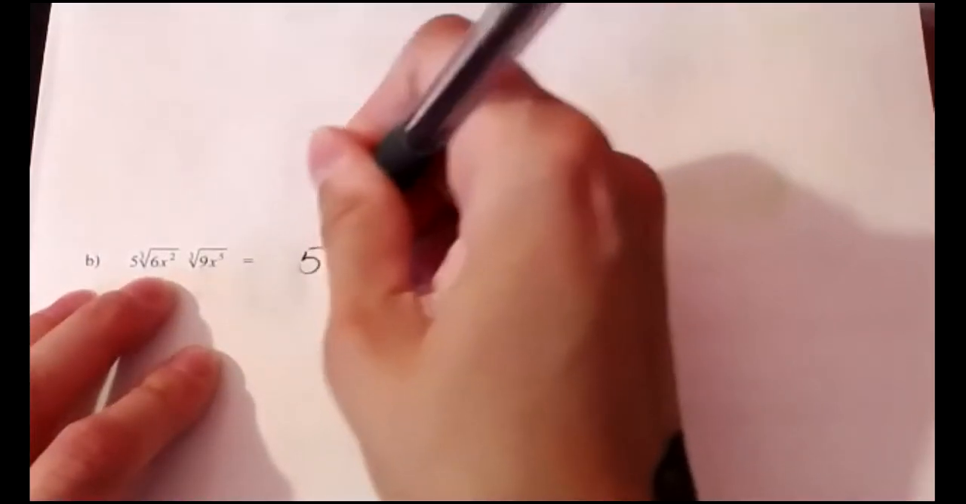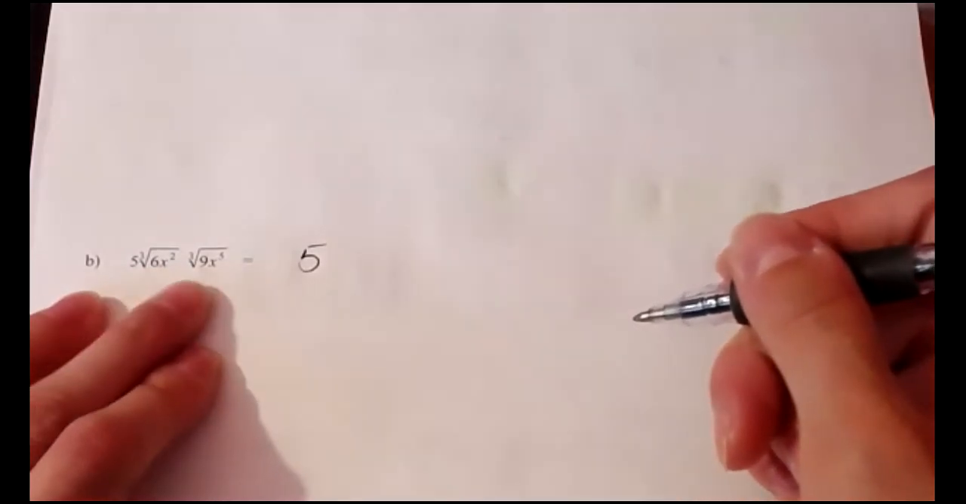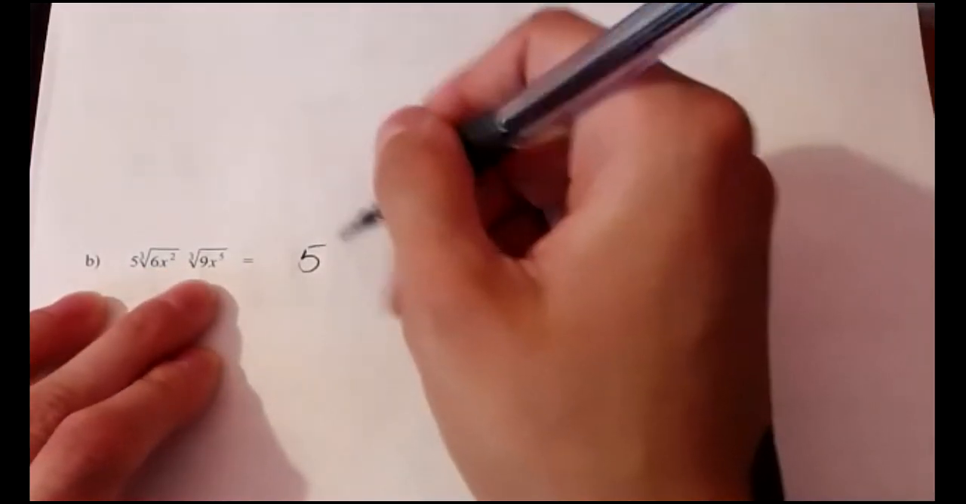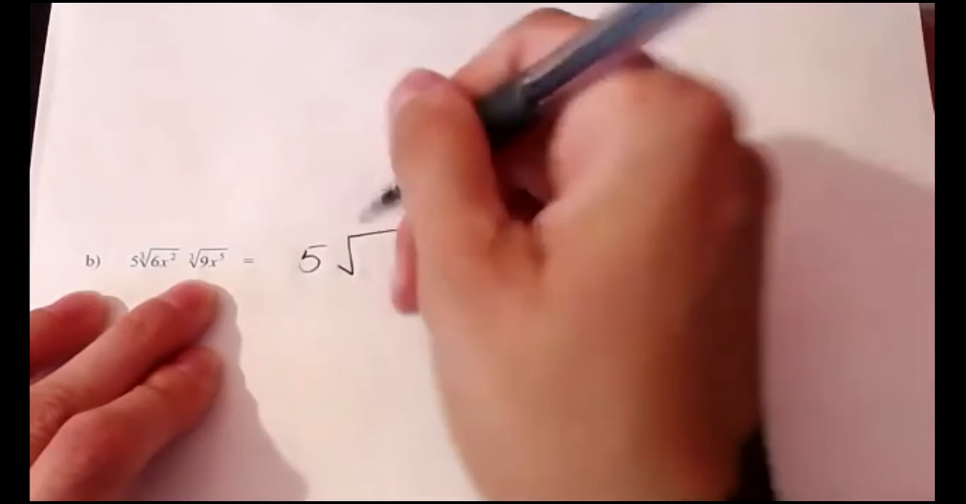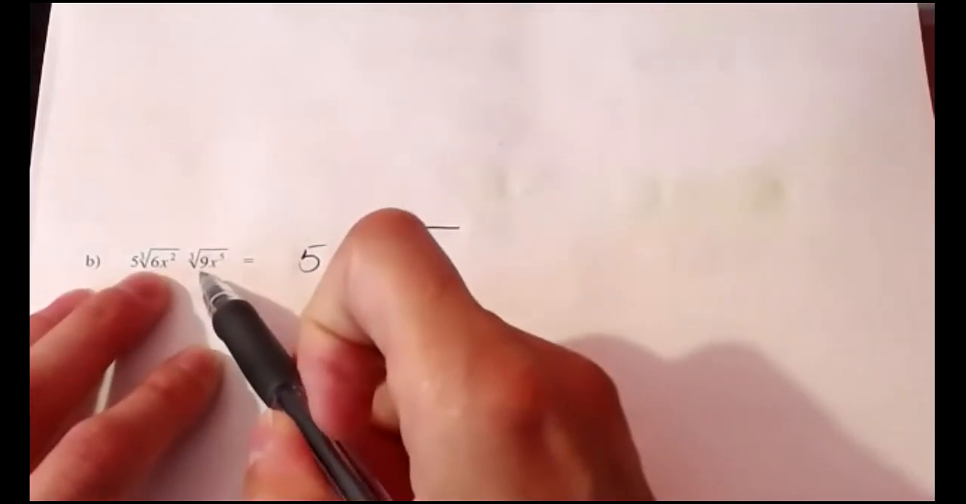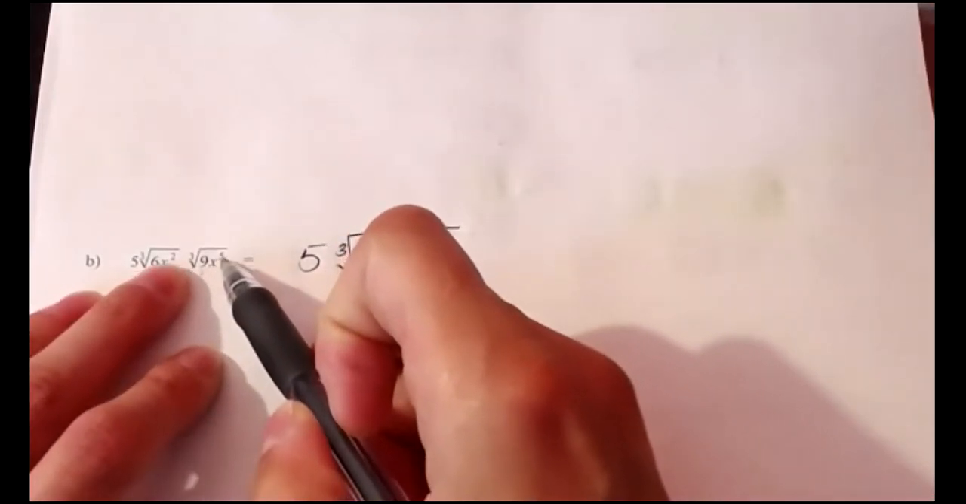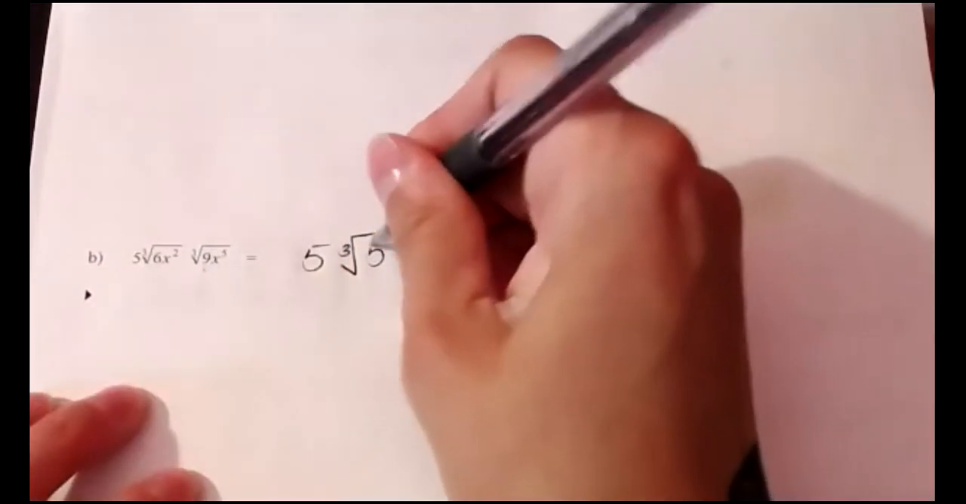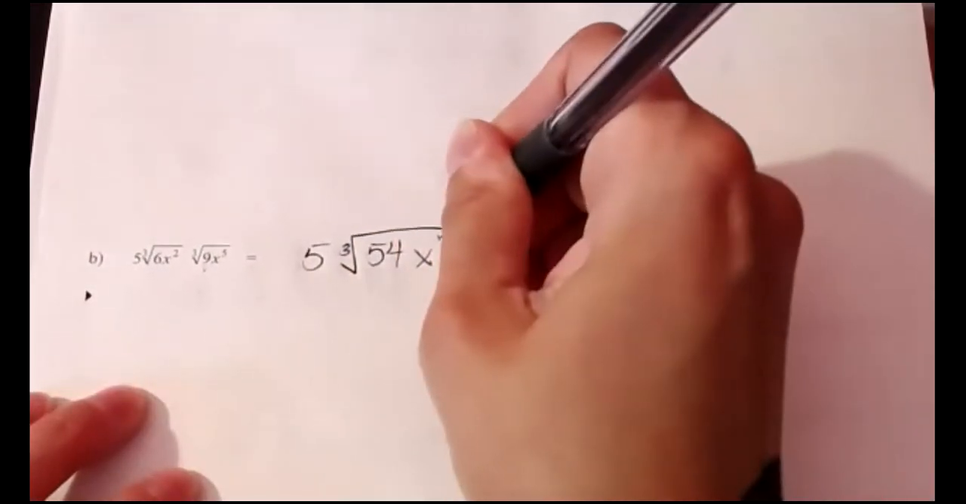Yes, absolutely. So let's multiply these guys. So we've got 5. We know that cube root of 6x to the second times cube root of 9x to the fifth gives us the cube root of 54x to the seventh.